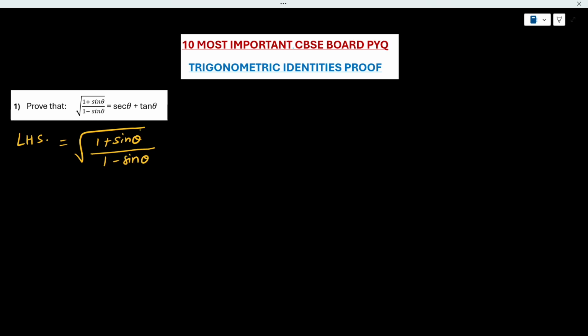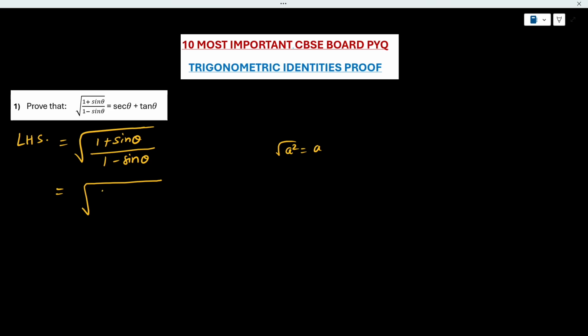Now, if you see the right hand side, there's no square root. So I first need to do something so that the square root is gone. Now, you know that for the square root, I need a perfect square, because if it is in perfect square form, then automatically the square root can be removed. So what do I do to get the perfect square? You look at the denominator.